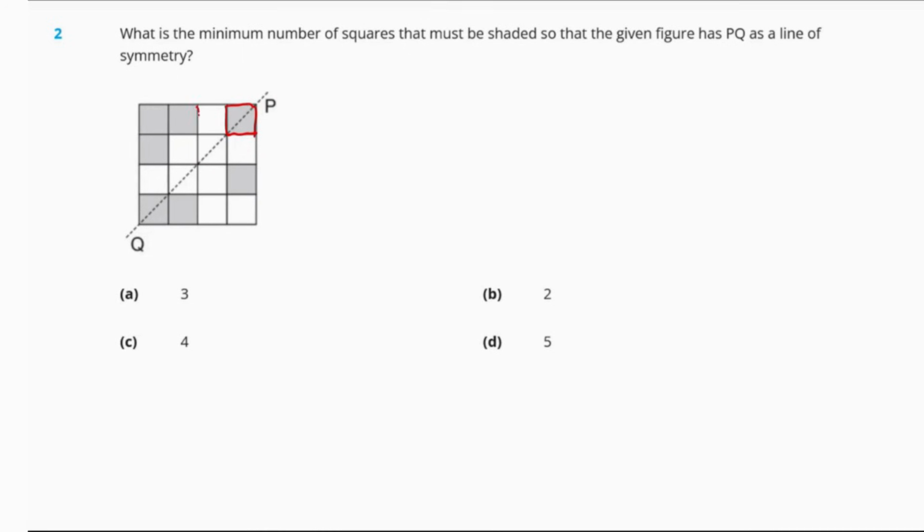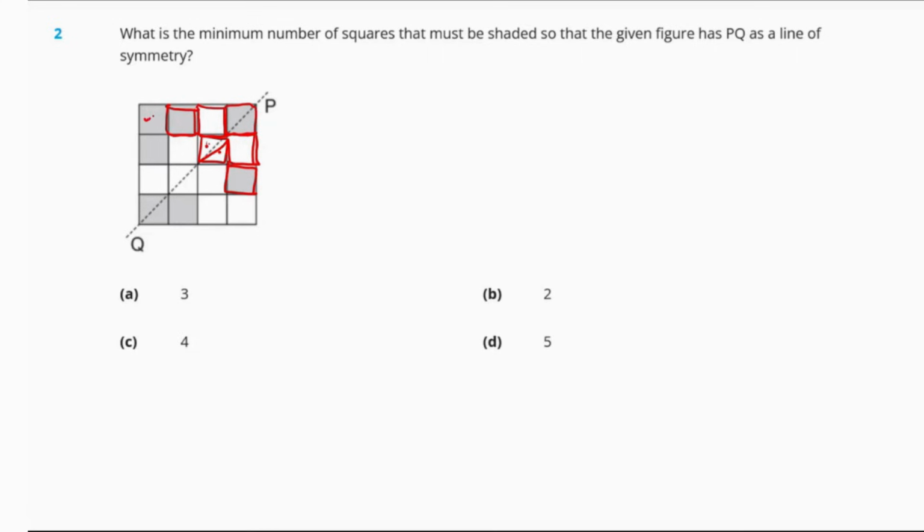Now next is this part, right? This is square and this is square. So now both of these are unshaded, which makes symmetry, right? Now next is these three squares, right? This one and this one, right? Again, this half is unshaded on that side and it is unshaded on this side as well, right? Now this square is shaded on that side and this square is shaded on this side. So again, this is in symmetry.